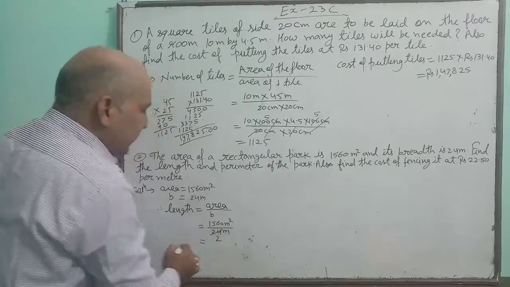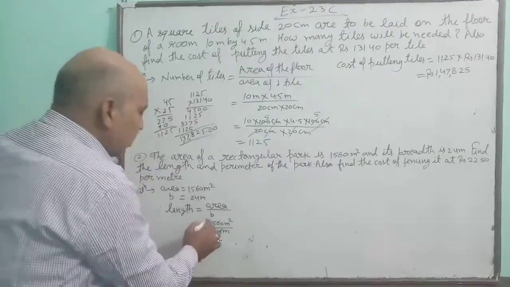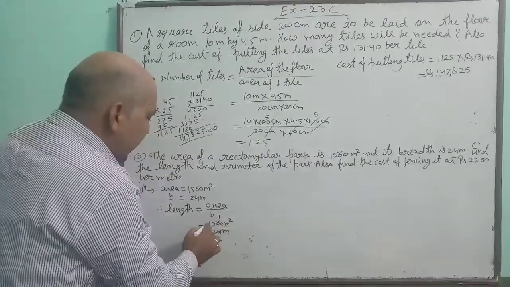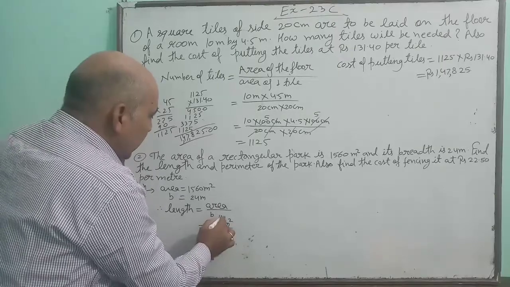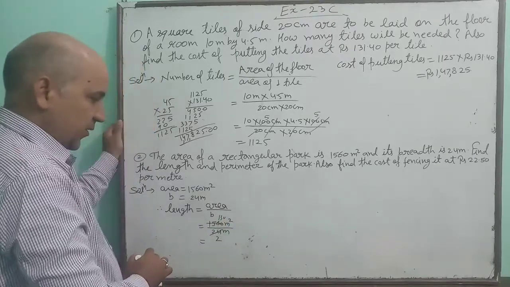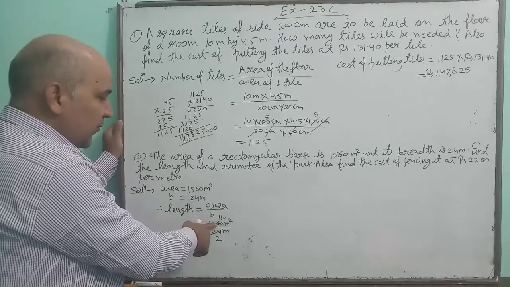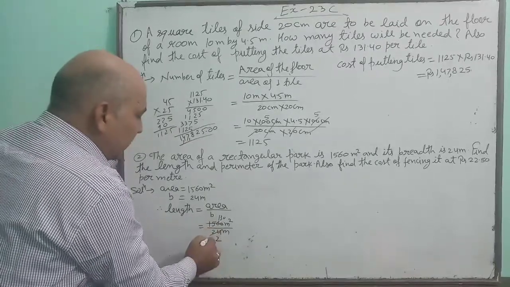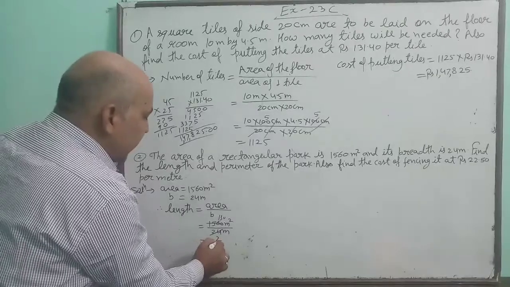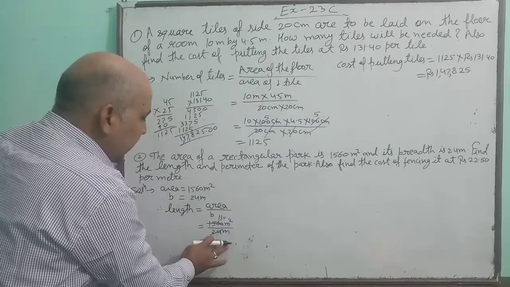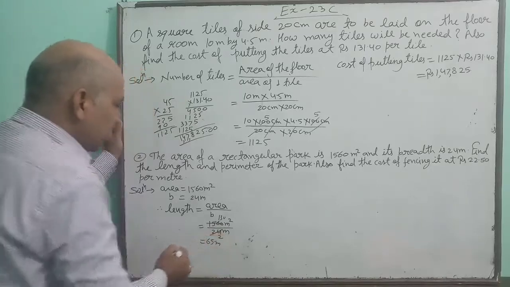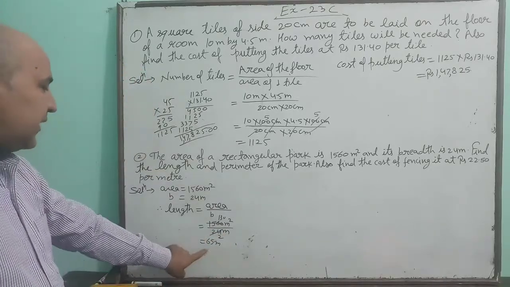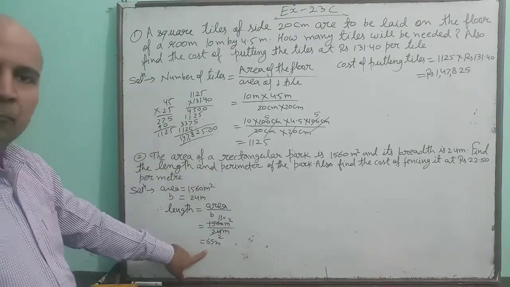Dividing 24 by 2 times. Dividing 156 by 13 times, then 12 0 0. Dividing 130 by 65. That means the length of the park is 65 meter that we have got.